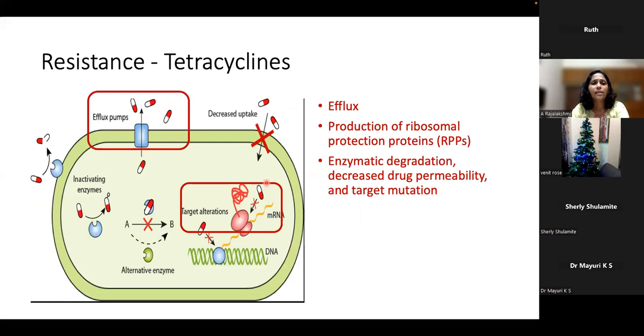Resistance is mainly by efflux. So tetracycline resistance is by efflux and production of ribosomal protection proteins. Also, by causing target alteration, it inhibits the binding of the drug, so that the protein synthesis is not inhibited. And other mechanisms of resistance are decreased drug permeability and enzymatic degradation.